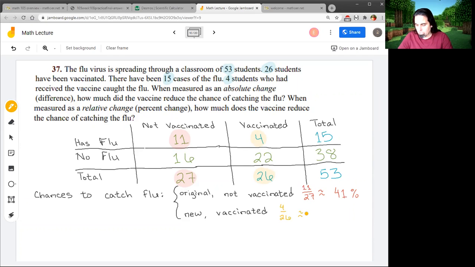And then I'm going to stop talking and you can try on your own to do what is the absolute change, the difference, subtract between these 2 numbers, and what's the relative change, the percent change between those 2 numbers.